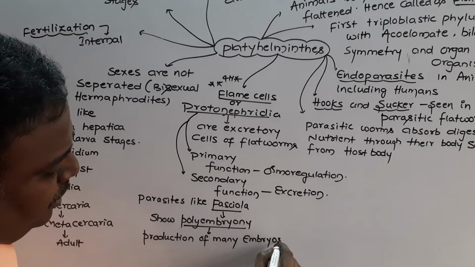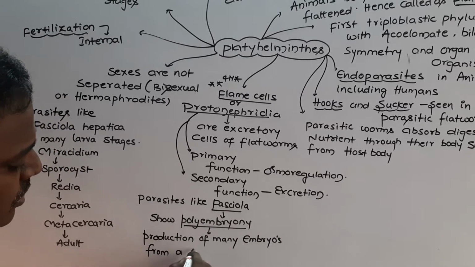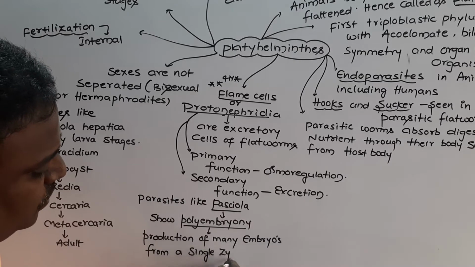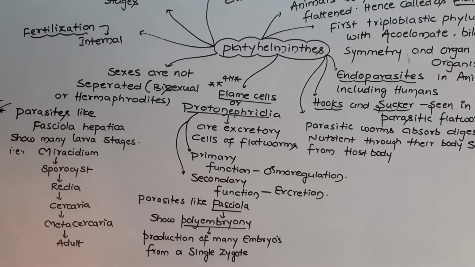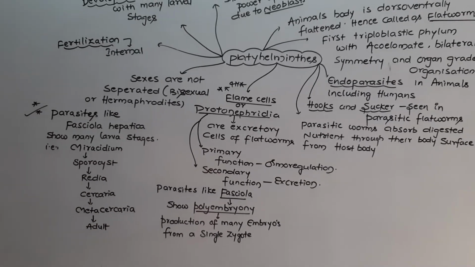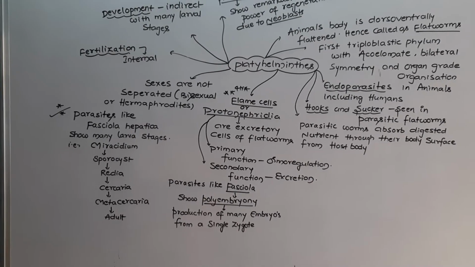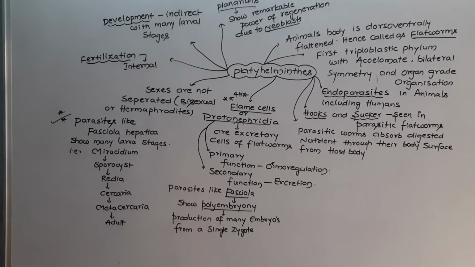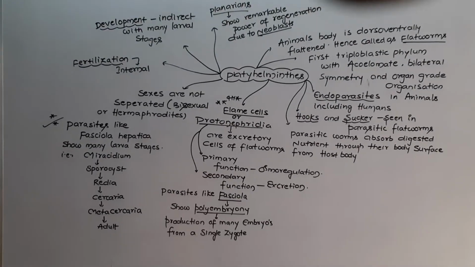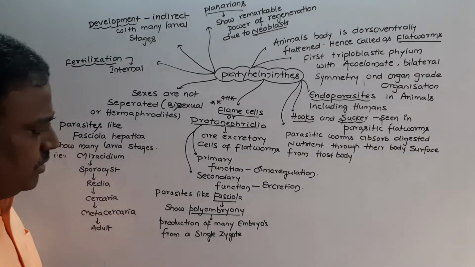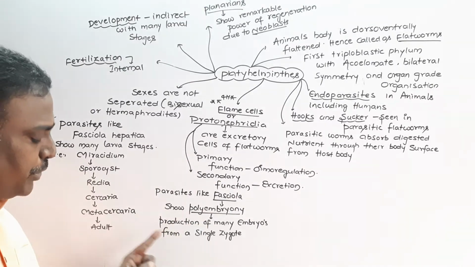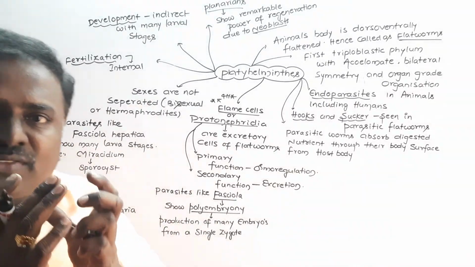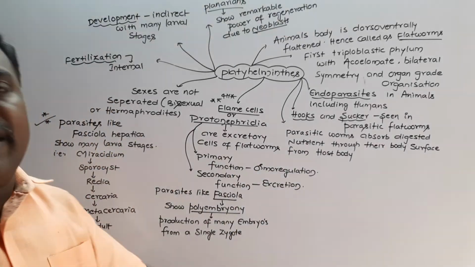The production of many embryos from a single zygote. A single zygote undergoes multiplication to give many embryos, and that condition is called polyembryony. What is the condition, Nana? The polyembryonic condition, which is a very important condition. Parasites like Fasciola show polyembryonic condition. Production of many embryos from a single zygote is called polyembryonic condition.